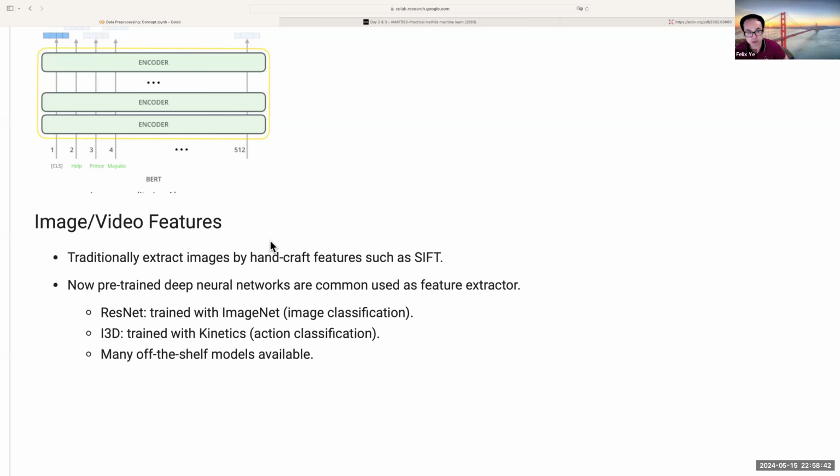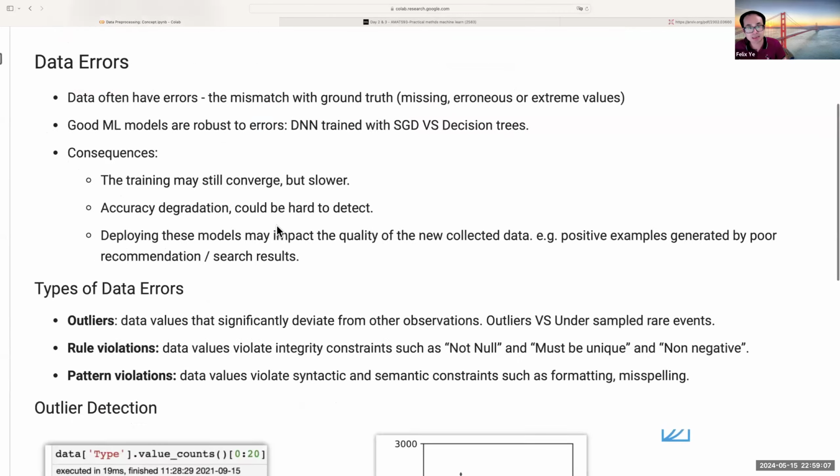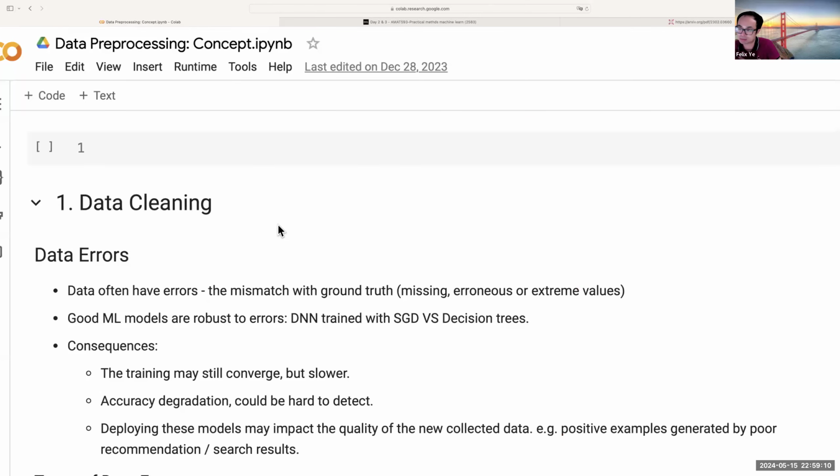There are many off-the-shelf models available nowadays. You can just Google what pre-trained deep neural networks are available, directly borrow them, and do transfer learning immediately if you want. Okay, so this is something you can keep in mind. This is the concepts. In the next video, we're going to talk about how this is actually implemented with the coding. All right, so this can give you some idea of the concepts and also the coding part.